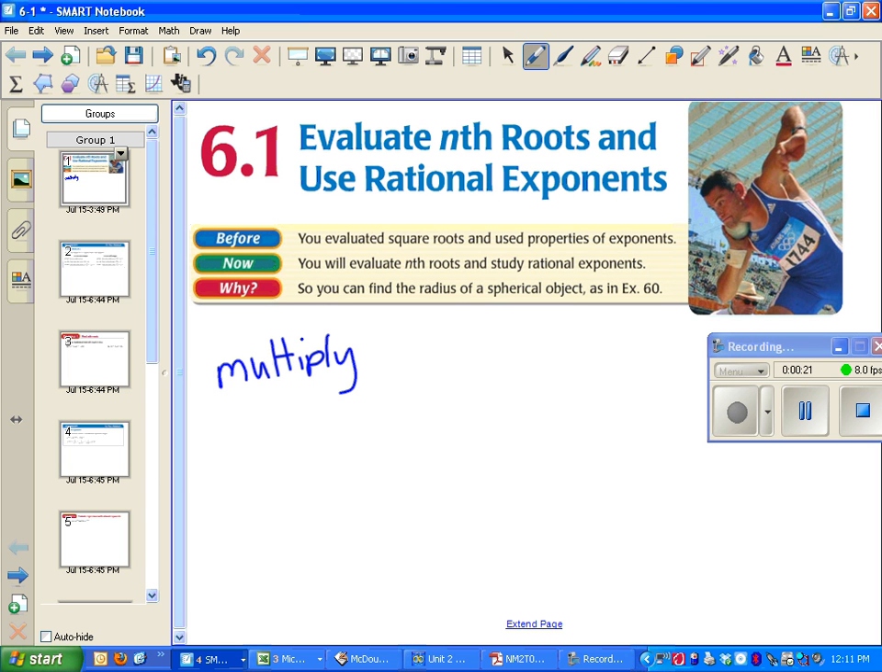So when we multiply, if we were to multiply 3/4 times 1/2, remember to multiply the top with the top, so that's 3 times 1. And then the denominators together, so 4 times 2, and that would be 3/8. And you will be needing to know how to do that.